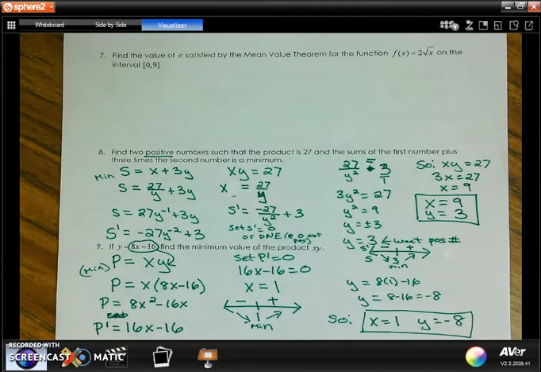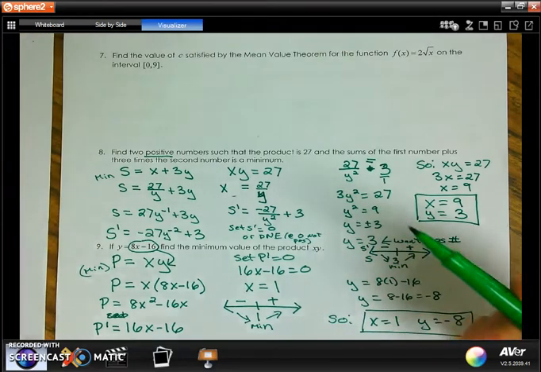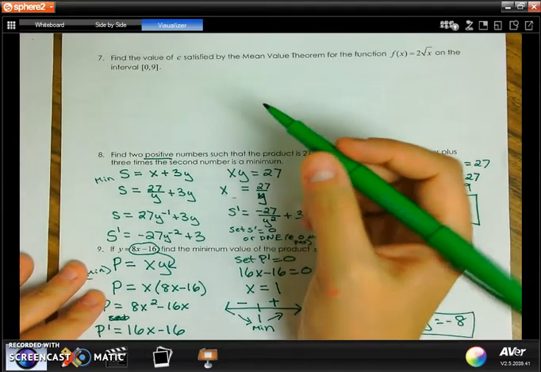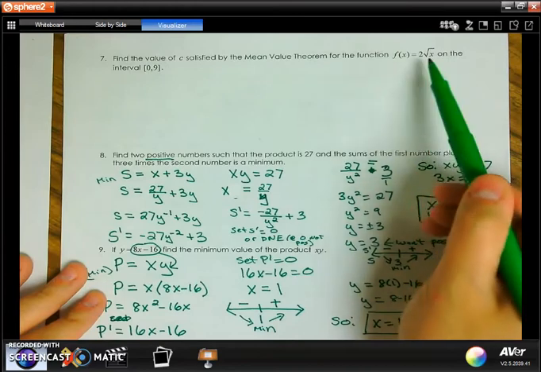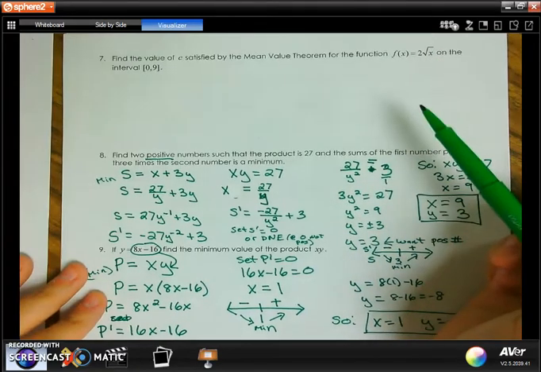And remember, in this one it says find the value of c satisfied by the mean value theorem for that function over a given interval. Remember, the mean value theorem just basically says that the slope of a line through there is going to be equal to the derivative at some point on there. They're going to be the same. So this is the one where you're going to need to take the derivative of this, and then you're also going to have to use that average rate of change formula from pre-calculus.